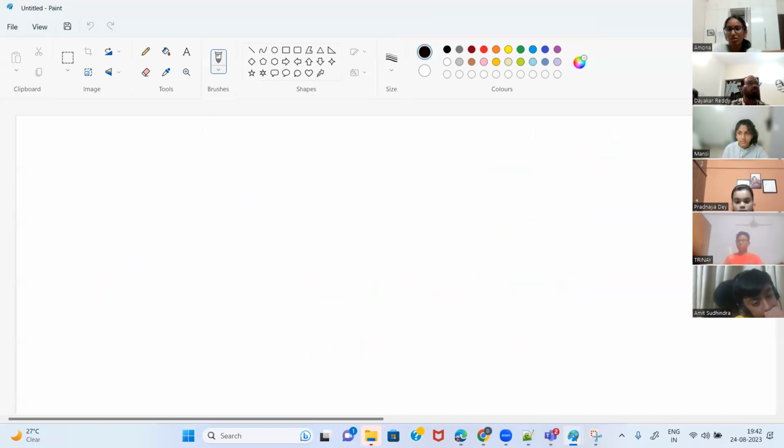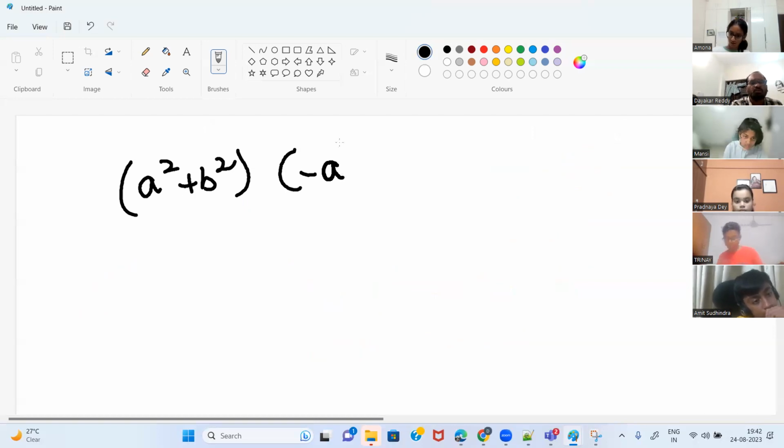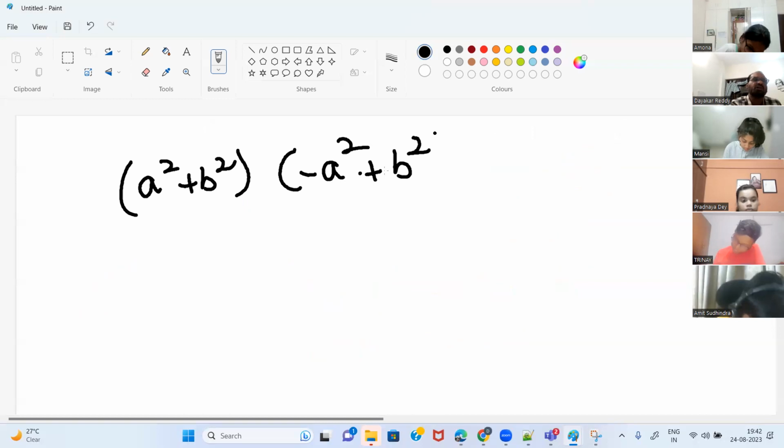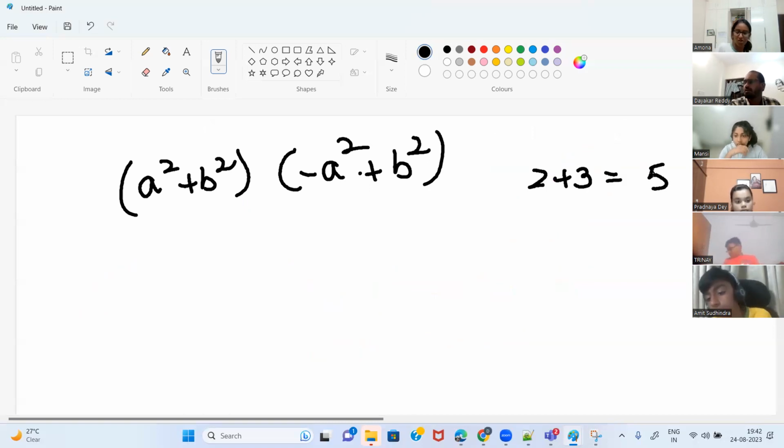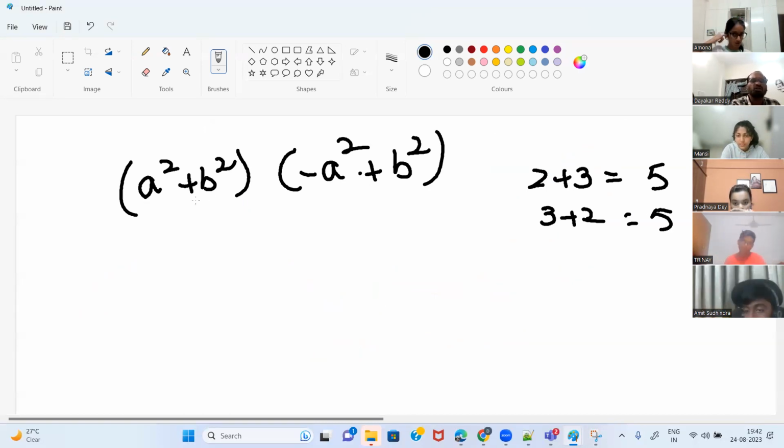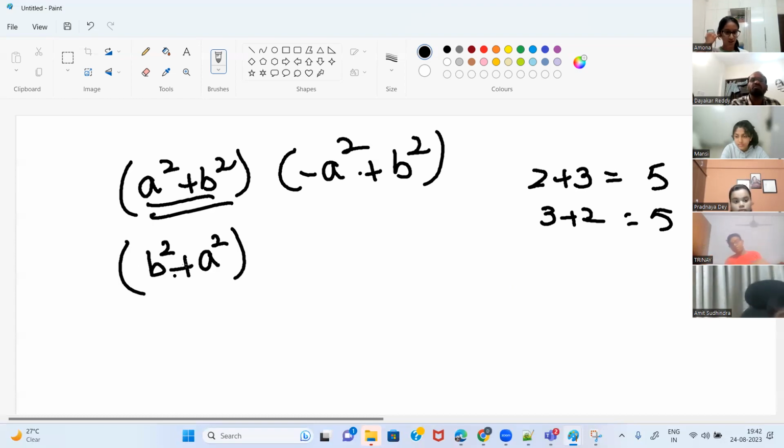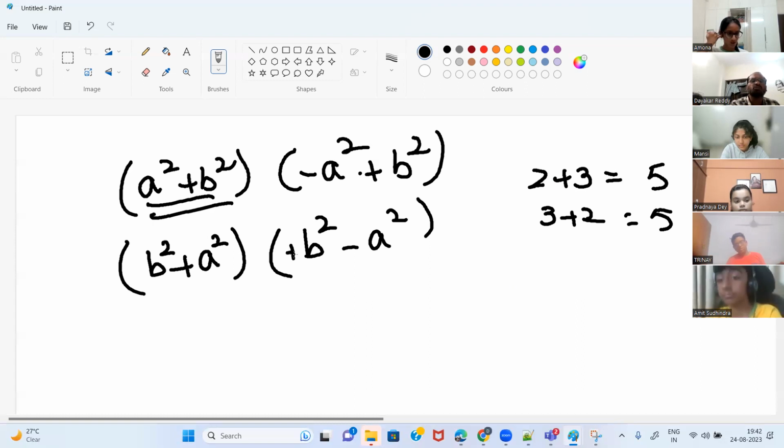All right, next problem. A square plus B square into minus A square plus B square. By seeing this, you will say, sir, is there any formula? Yes, simple, children. Please keep your notebooks. 2 plus 3 is what? 5, right? 3 plus 2 is also 5. Why am I writing this? A square plus B square can be written as B square plus A square. Can I write like that? Similarly, here also, B square minus A square. Nothing is there, but it's plus only, right?